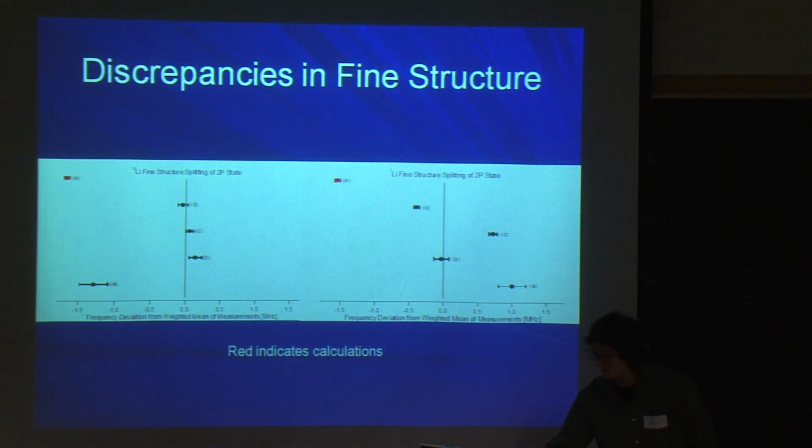And there's a lot of discrepancies in the fine structure. You can see there's 2 different graphs from 2 different isotopes, and you can see all the variations in the splitting measurements. And the red lines are the calculations, and they're pretty far off from the experimental results as well.